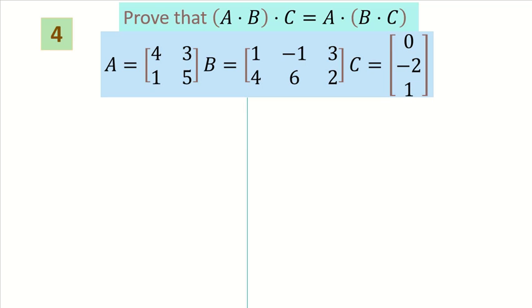For question number 4, we're asked to prove that if we multiply A times B first, get that result, and multiply times C last, we're going to get the same answer if we multiply B times C first and then A last. So let's take A times B, go slowly and carefully.